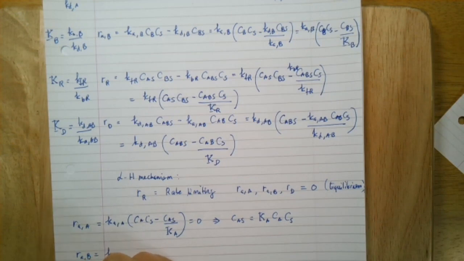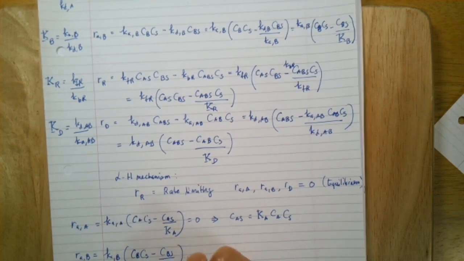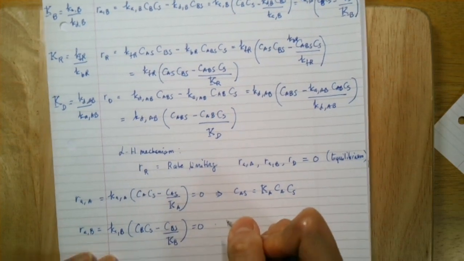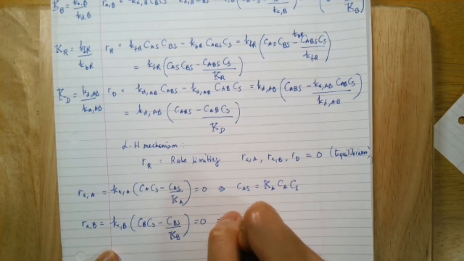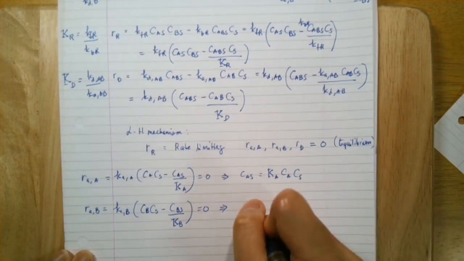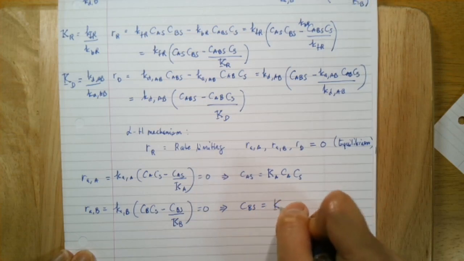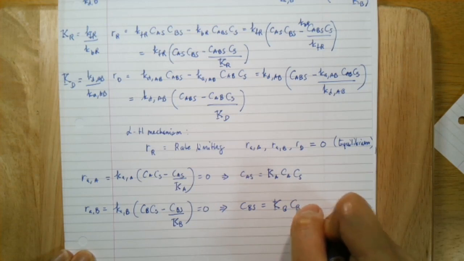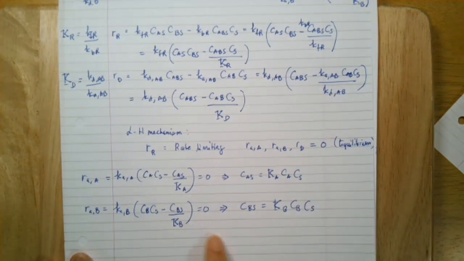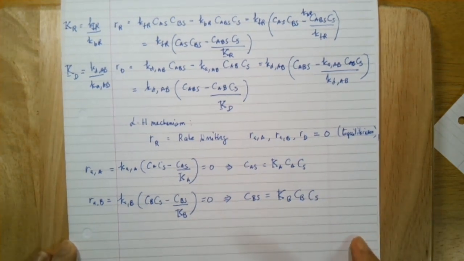Okay, so KAB, we have CB, CS minus CBS all over KB. This is equal to 0. So we can get our CBS, which is equal to KB, CB times CS. Okay.